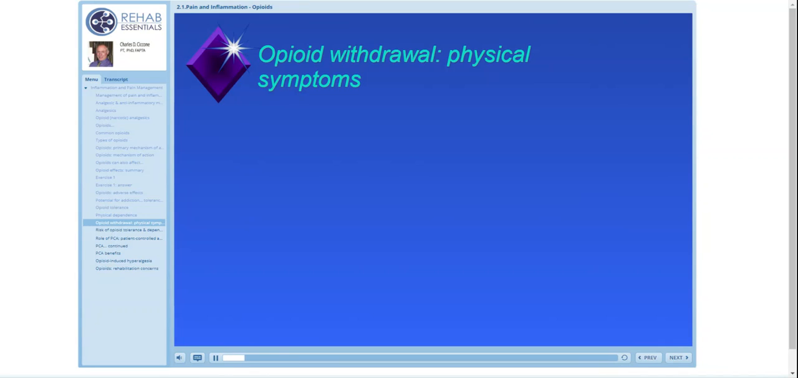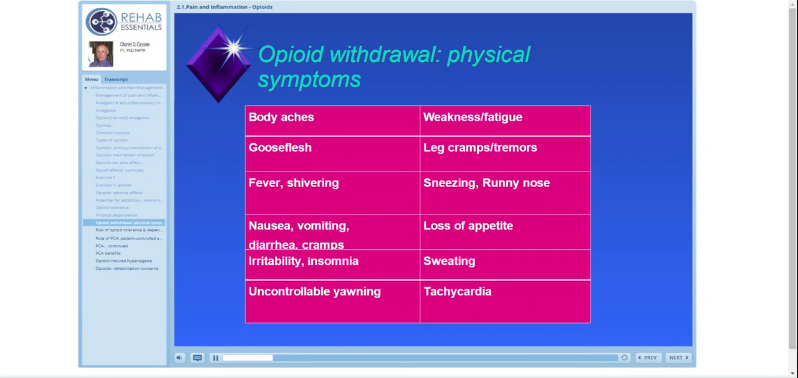So what are some of the withdrawal symptoms? Fairly well documented. Things like body aches, weakness, fatigue, lack of energy, goose flesh. The erector pili muscles on the skin become activated, and the skin, because of the sweating response, looks like cold turkey. And the term going cold turkey came from this appearance of goose flesh. People have leg cramps and tremors, and the idea of kicking the habit came from these leg tremors. People would look like they're kicking.